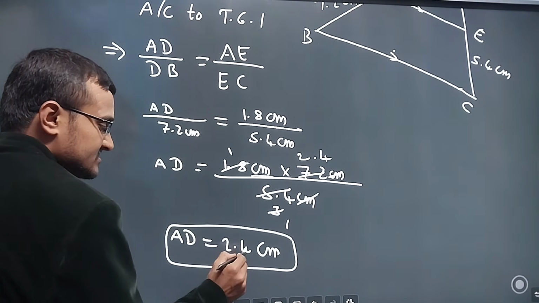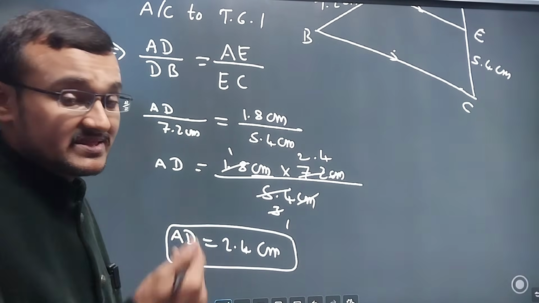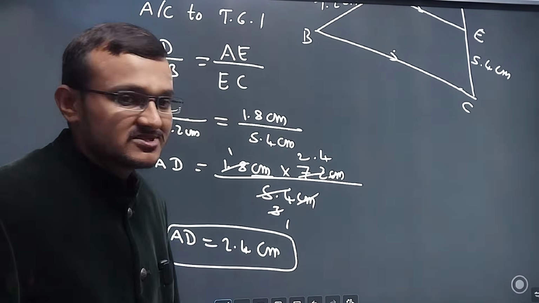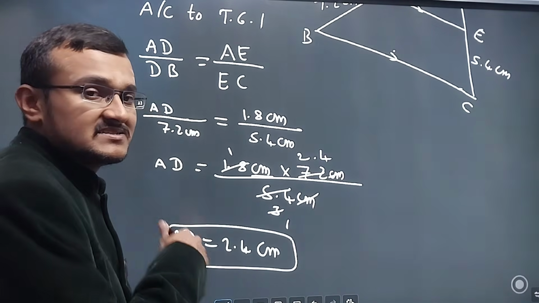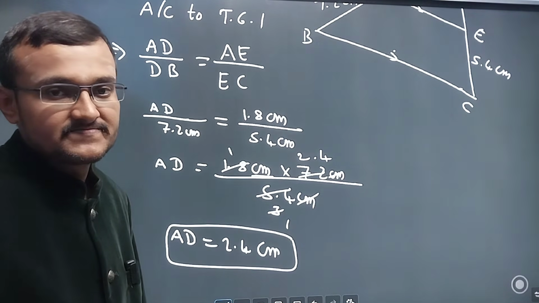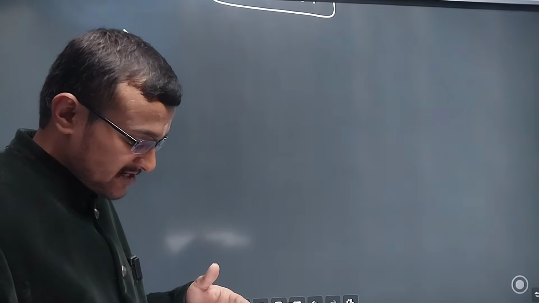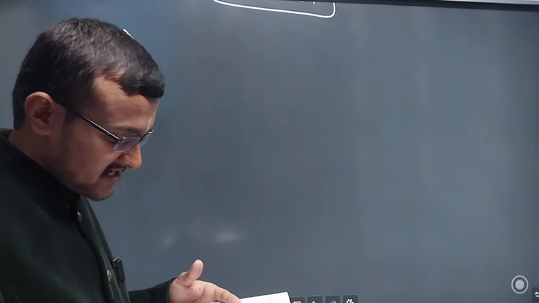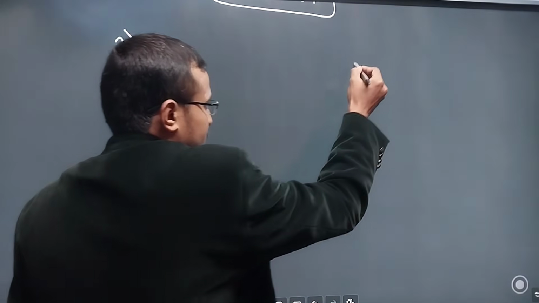So the value of AD is 2.4 centimeter in this case, and in the first question AD was 2 centimeter. In the second case AD is 2.4 centimeter. So now in the second question in exercise 6.2, E and F are points on the sides PQ and PR respectively of a triangle PQR.